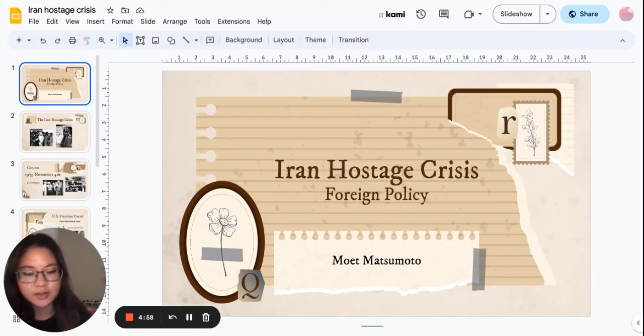The Iran Hostage Crisis by Mohammad Matsumoto, Foreign Policy.